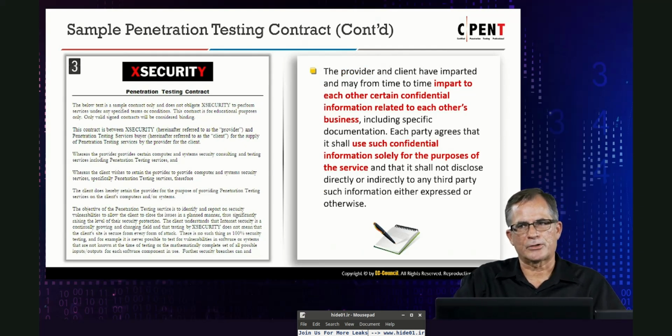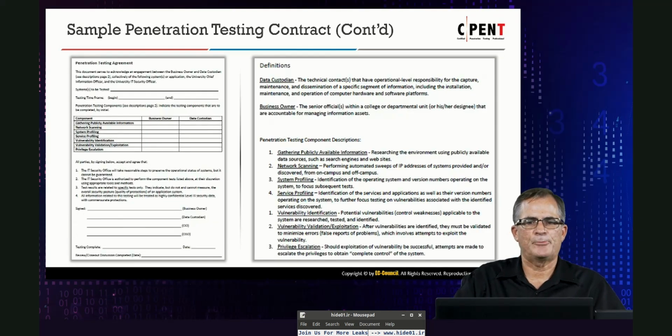Make sure we've got confidential information, we protect each other's confidential information, and we do what? We don't disclose it to anybody. No disclosure directly or indirectly to any third party. Here's an example for you. So you see the data custodian, the business owner, and then component descriptions. Publicly available information, network scanning, system profiling, all these are different examples of your penetration testing contract.